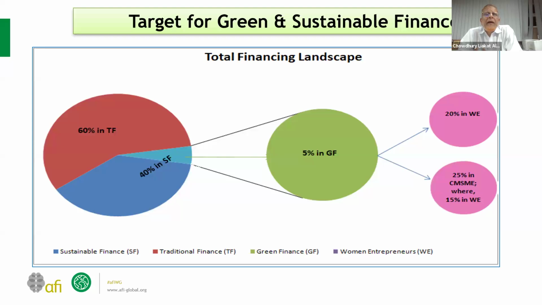After impact analysis, we saw the industry performance. They have very much neglected woman-led businesses and CMSME businesses in the green sector. That's why we give a quota out of the 5%. That is, I said the 5% of green finance. Out of the 5%, 20% should go to woman-led business and 25% to CMSME business. Next slide, please.